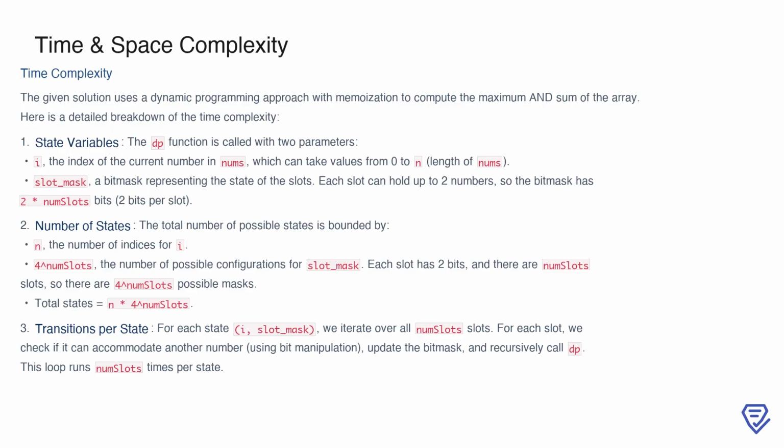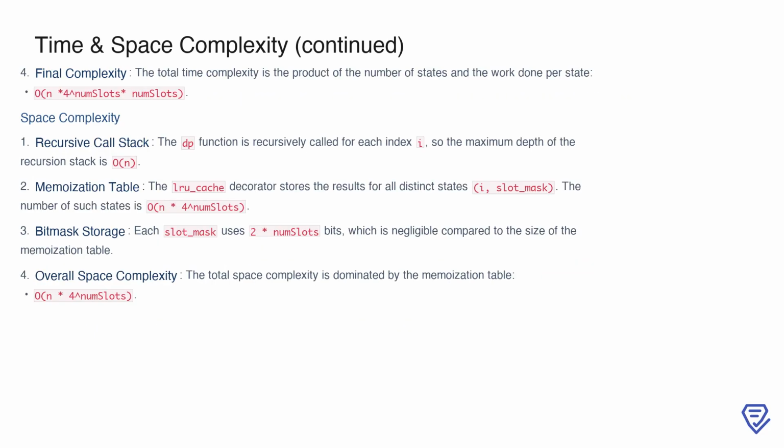For each state, we iterate through all the slots, checking if a slot can accommodate another number, updating the bit mask, and performing a recursive call. This work is proportional to num_slots, giving us a transitions per state factor of num_slots. Now, combining the total number of states with the transitions per state, we arrive at the overall time complexity of n * 4^num_slots * num_slots.